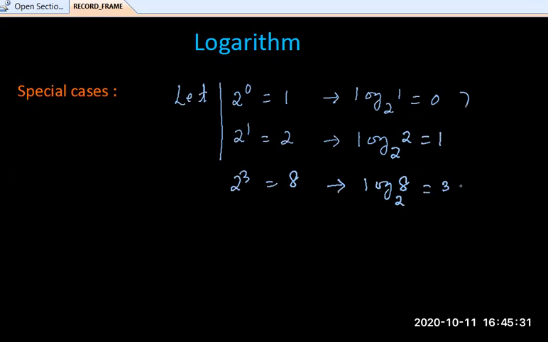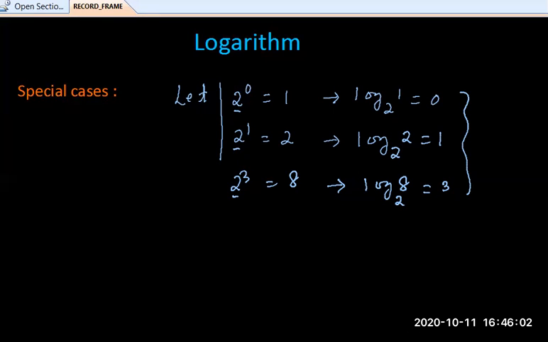So here are some cases, but here the base is 2 every time. If we take, instead of 2, we can get different values. Means 3 to the power 0 equals 1, 3 to the power 1 equals 3, 3 to the power 3 equals 27. We can get the logarithm of 1, 3, 27, like that. But here is a problem.